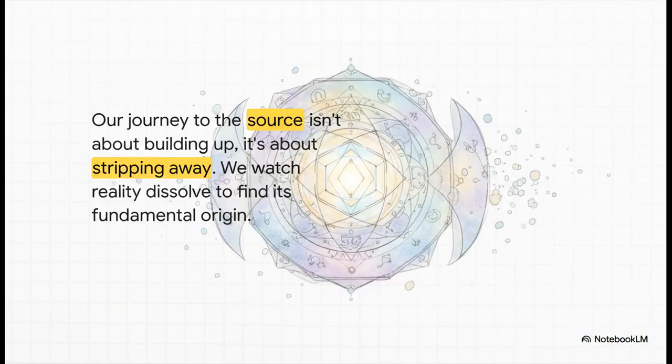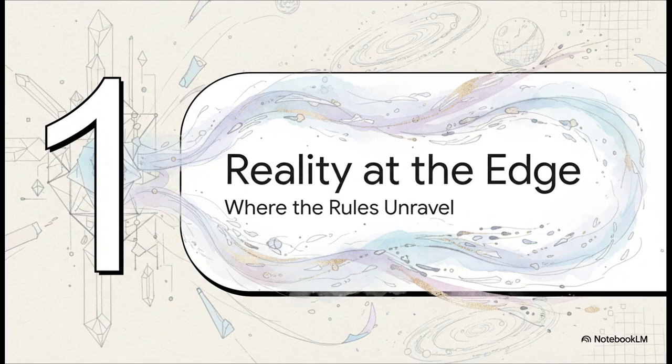Okay, so here's the game plan. Our journey to the source isn't about building up, it's about stripping away. We're going to follow a chain of logic, a kind of controlled demolition that takes us from the massive, complex universe we see all around us. And we're going to peel back layer after layer until we get to the absolute simplest thing possible. So first stop on our journey, the largest scale we can even imagine. We're going to the very edge of the observable universe. This is where the rules we take for granted start to get flimsy and unravel, and where we get our first real peek at the structure underneath.